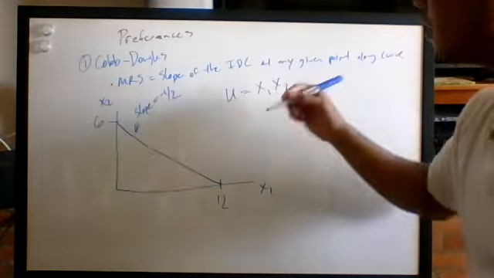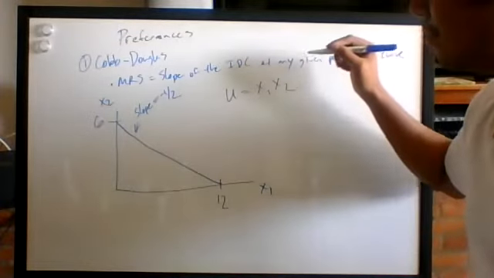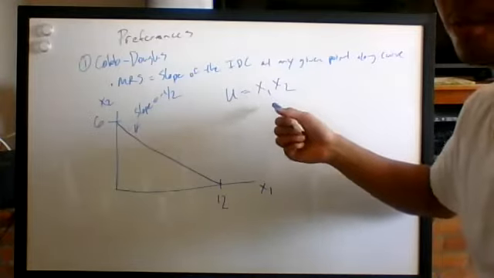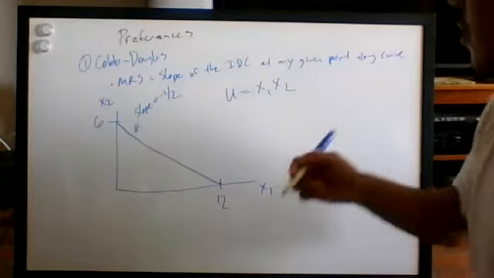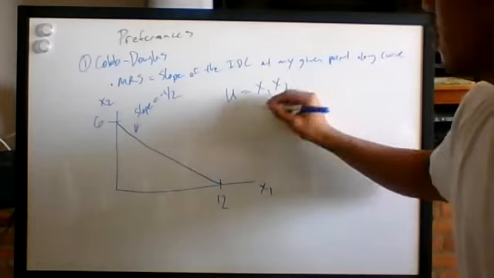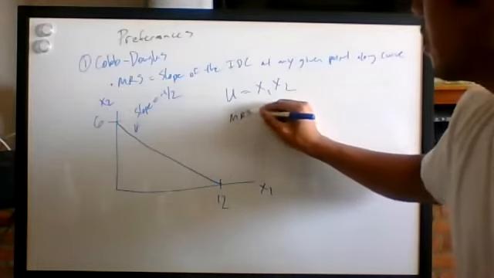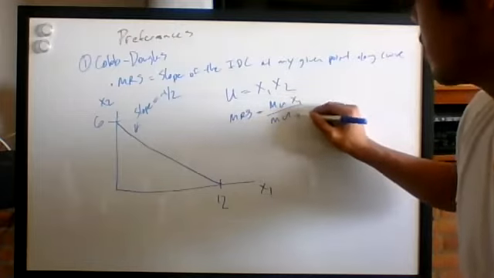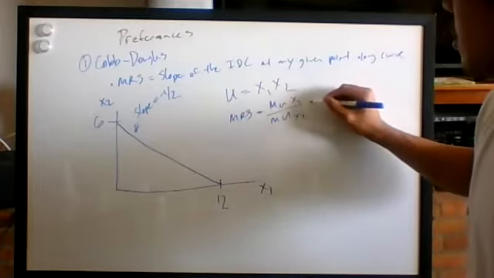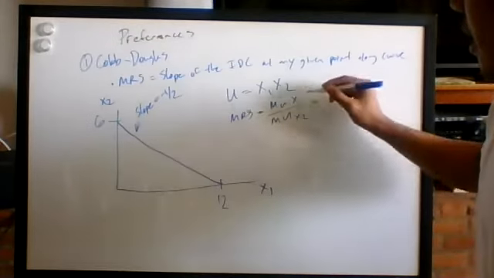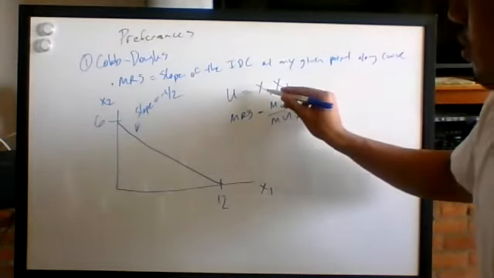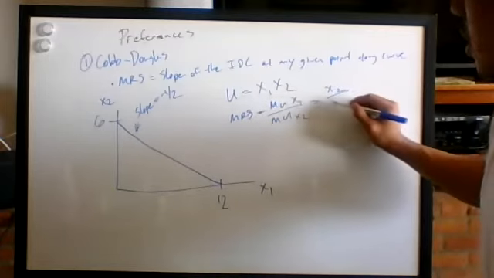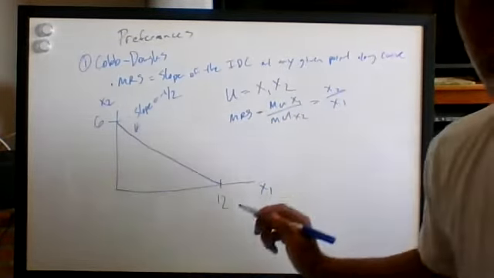And so while I have you guys here, I want to give you a quick shortcut as to how to find your MRS very easily, right? So typically you think about MRS equals marginal utility of good 1 over marginal utility of good 2. And so in this case, it's actually really easy to find your MRS. It's just the marginal utility of good 1, which is just x2, over the marginal utility of good 2, which is just x1. And so this is your MRS, right?